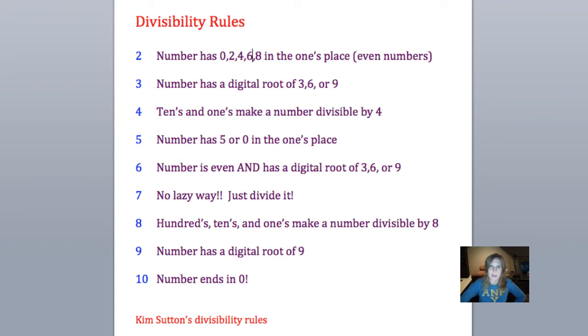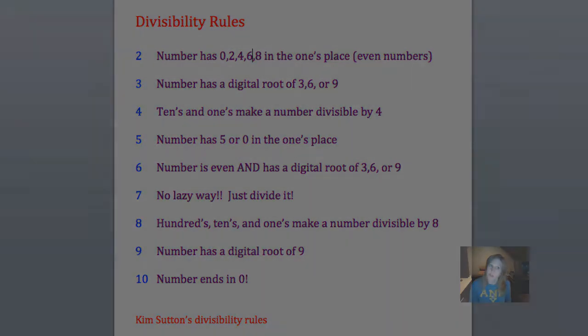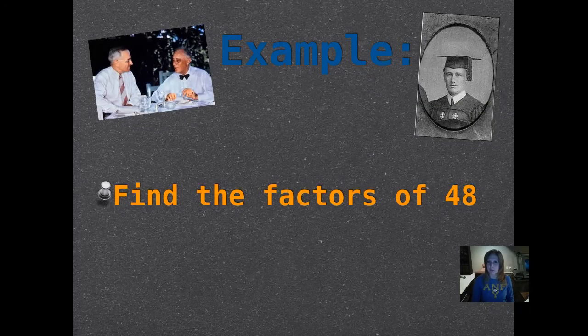You can look at the sheet that's glued into your flip journal. Just make sure you have it out where you can see it because you're going to be using those to put your numbers in a T-chart. So here's the example that we're going to do today.